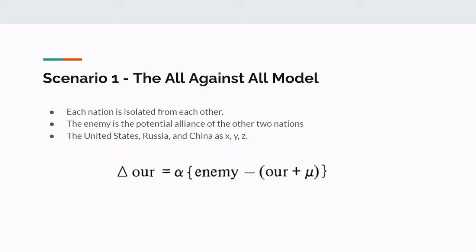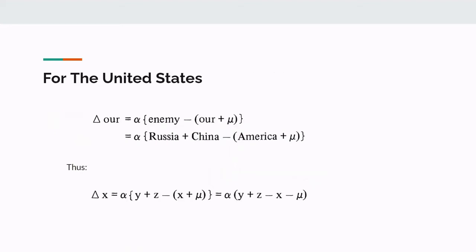To make this model more simple, we will use the countries of the U.S., Russia, and China, and then we will replace these names by the variables x, y, and z respectively, in order to make the math more simple. So, for the United States, following Hunter's model, we see that the enemy in this case would be the other nations of Russia and China, and on our side we only have our nation. Thus, replacing each country by their respective variable, we get this equation.